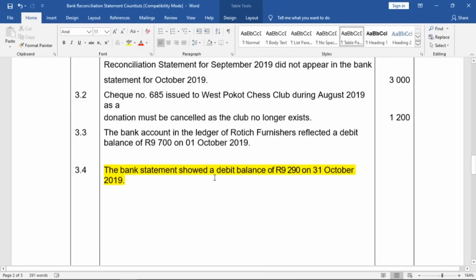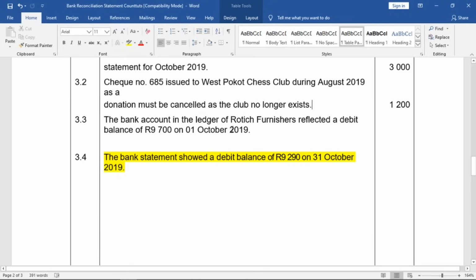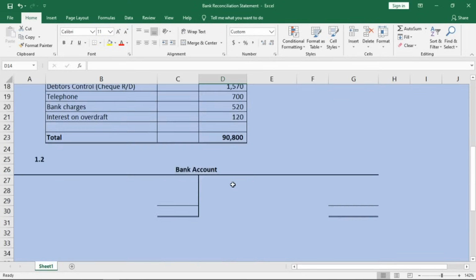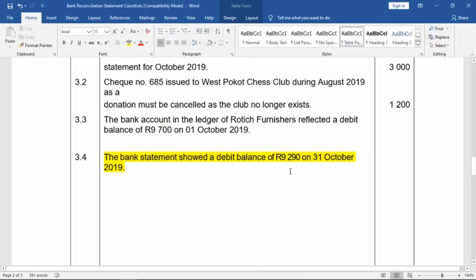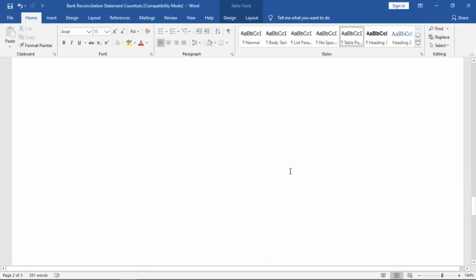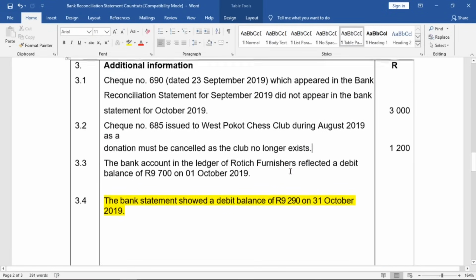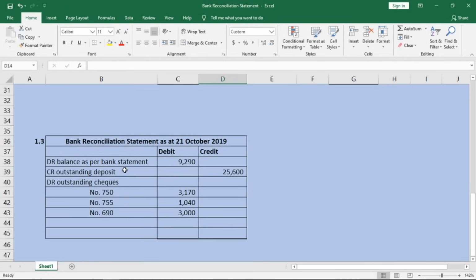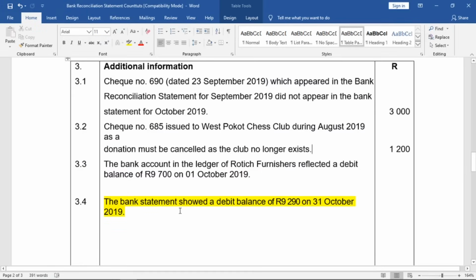And then we were told the bank account in the ledger of Rotich Furnishers reflected a debit balance of 9,700. The only thing that we are left to do in our bank reconciliation statement, as you can see, is that we're done with all the information we're given. Remember, we start with our bank reconciliation statement. We always start with debit balance as per bank statement. And then the last thing that we do at the bottom, don't forget, we put the balance as per bank account.